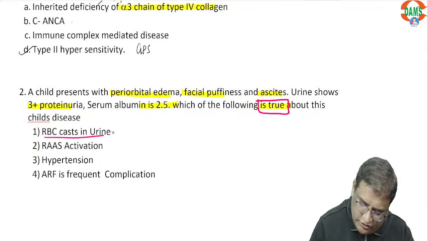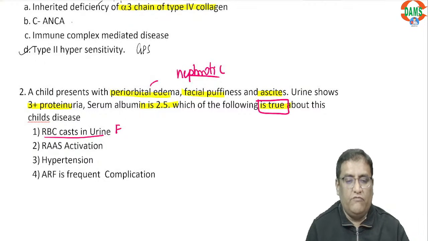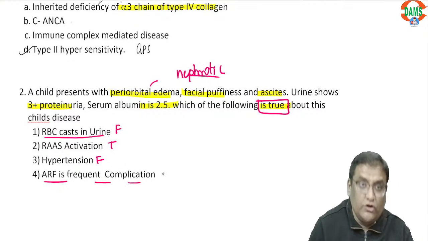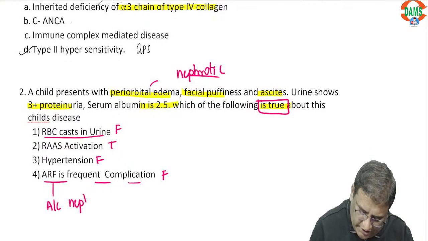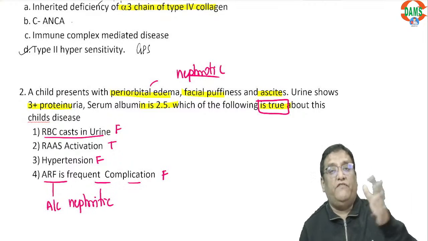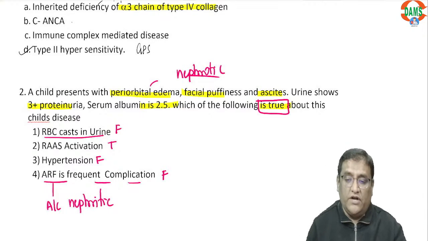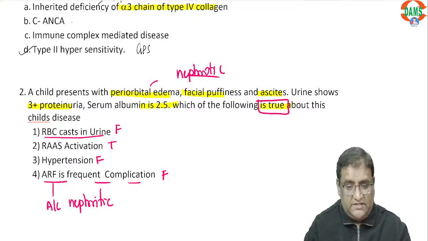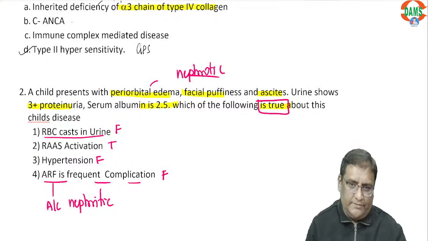RBC cast in urine, false. Why? Because this is clinically nephritic or nephrotic? Nephrotic. So RBC cast will be false. RAS activation, yes, that is true. Hypertension, false. ARF is a frequent complication, true or false? False. ARF is a frequent complication of acute nephritic, not nephrotic. In nephrotic, GFR doesn't reduce, that's why there is no azotemia. Nephrotic will not cause acute renal failure. In fact, clinically this will be minimal change disease. And RAS will be more severely activated in nephrotic as compared to nephritic.